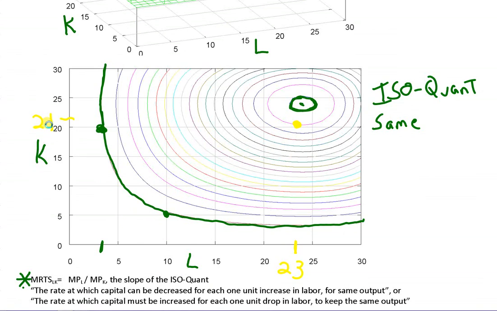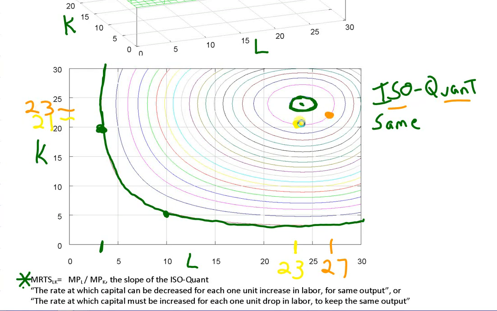Compare that point to this orange point over here, where we're producing the same amount because we're on the same isoquant, but here we're doing it using 27 workers and maybe 23 machines. Think about the orange point compared to the yellow point.